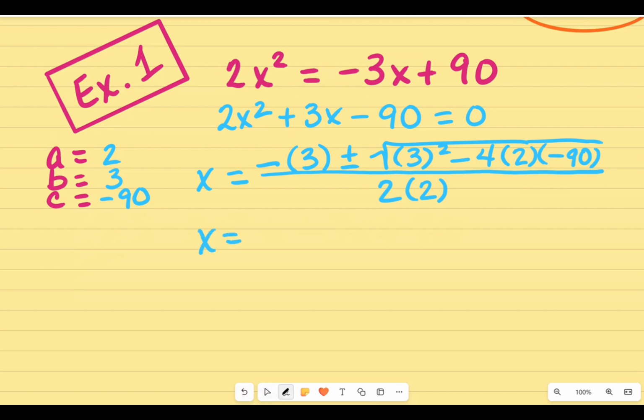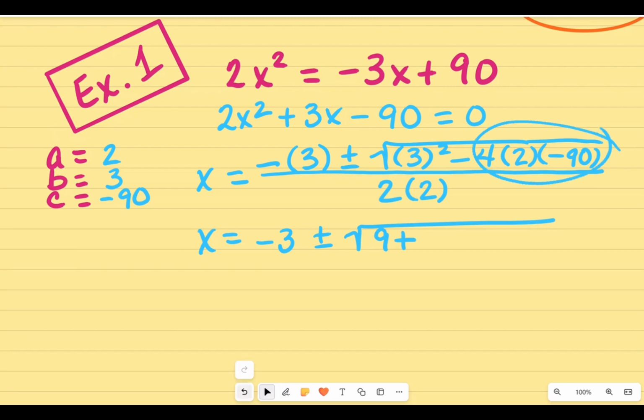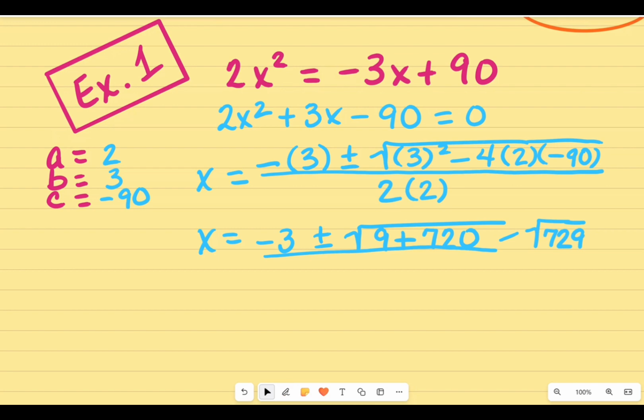So x is going to be negative 3 plus or minus the square root of 3 squared, which is 3 times 3, which is 9. Pay attention to these signs. A lot of people are thrown off by that. A negative times a negative, we know it's going to be a positive. So now all we have to do, since all of these are next to each other, that indicates we're multiplying. So 4 times 2, and then 2 times negative 90. And once we do that, that's going to be a positive 720. Combined, I'm just going to write over to the side that that's going to be the square root of 729. I'm going to come back to that. And on the bottom, I have 2 times 2, which is 4.